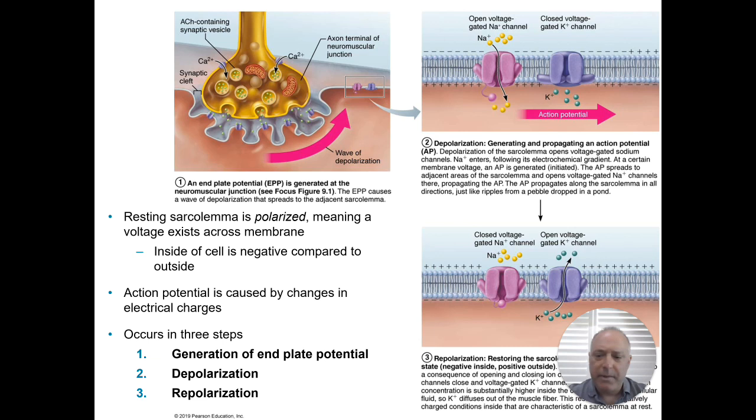It occurs in three steps. There's generation of the end plate potential, which is due to acetylcholine. It leads to depolarization of your myofibril, and then repolarization. So that's the contraction.